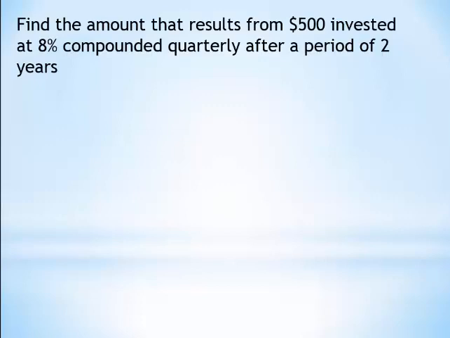So I have $500 invested at 8%, compounded quarterly after a period of 2 years. So yeah, it's kind of confusing because this is quarterly, but for 2 years. So what that means is every 4 months, they compound interest, and then they add that amount back on. And then another 4 months, they do the interest times it again. And then they do that every year for 2 years. So how many total times would they be calculating the interest? 8.